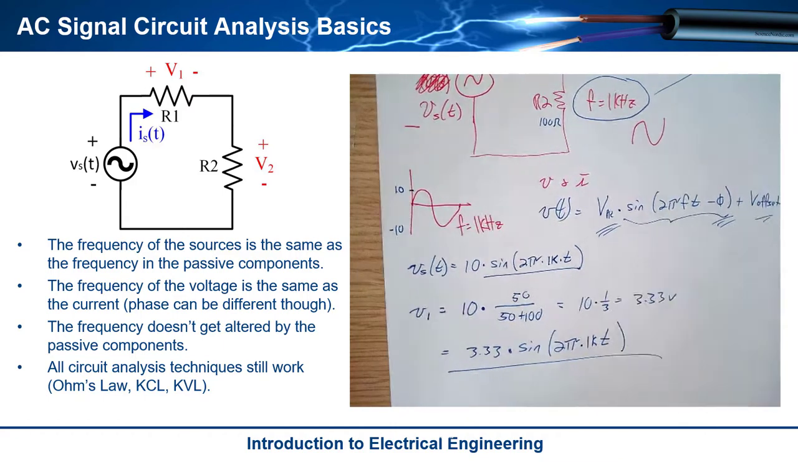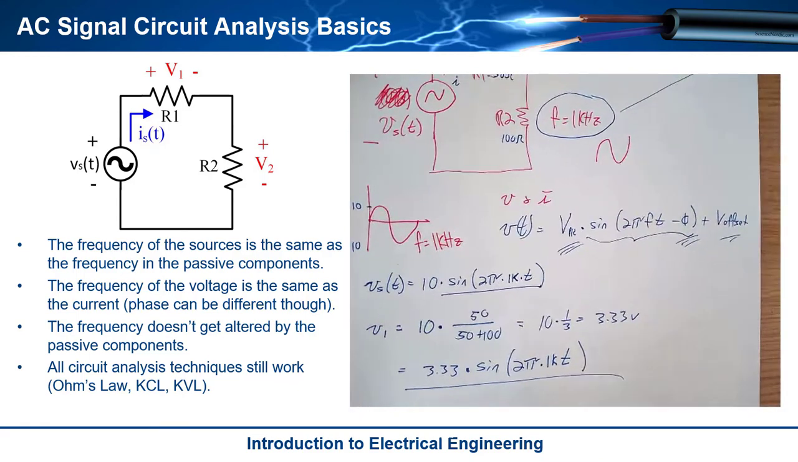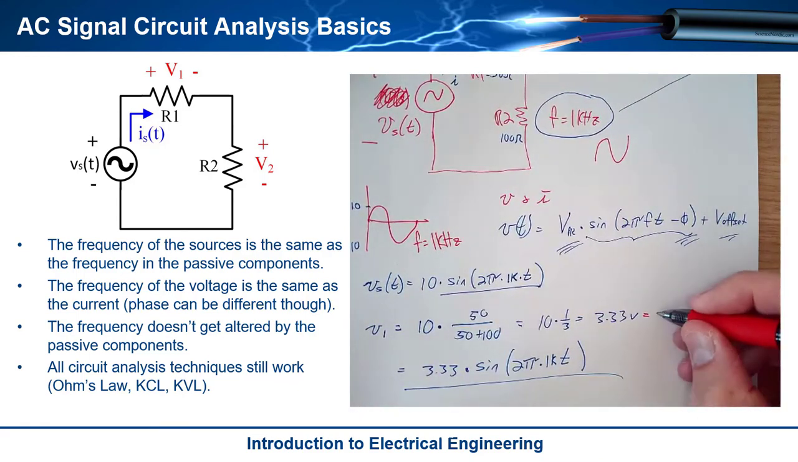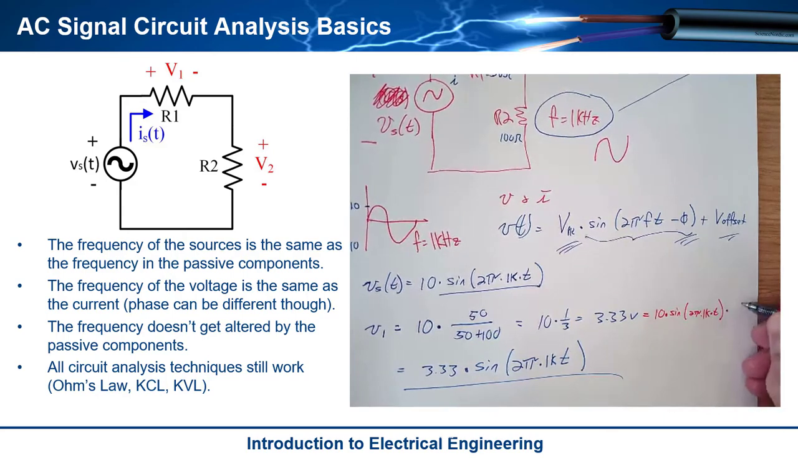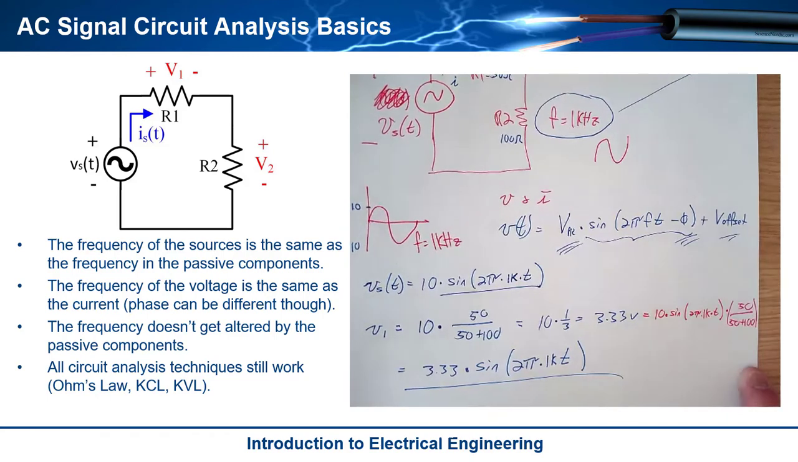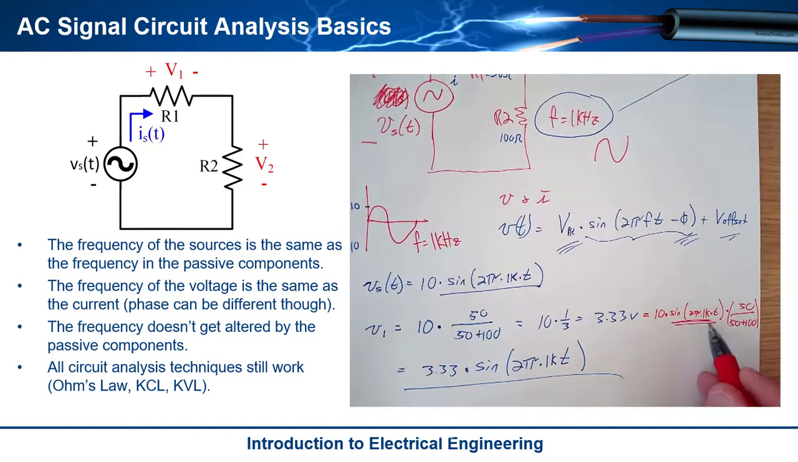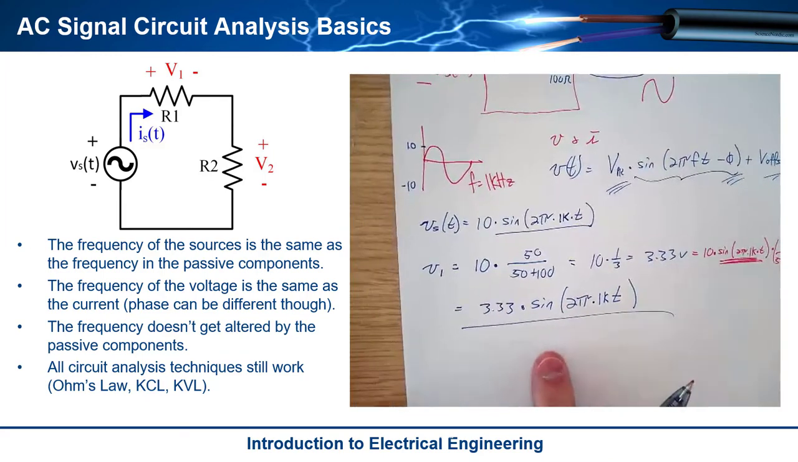Life is good. If you wanted to formally keep all the sine wave stuff in here, you could write this as 10 times sine of 2 pi 1k t multiplied by 50 over 50 plus 100. And that technically is fine. But notice that this just didn't have any impact other than we just carried it through in our math. And so that's the answer right there.